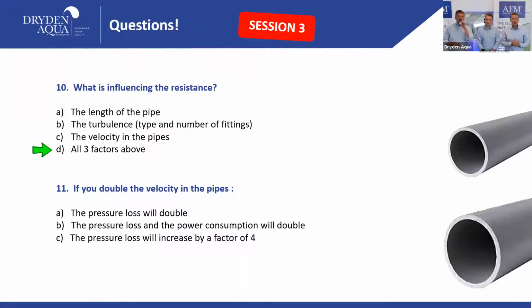If you double the velocity in pipes, what will happen? A, the pressure loss will double. B, the pressure loss and the power consumption will double. Or C, the pressure loss will increase by a factor of 4. And the answer is C.